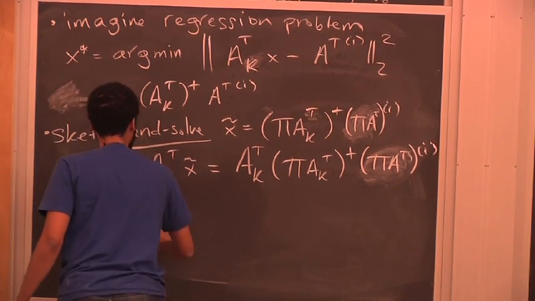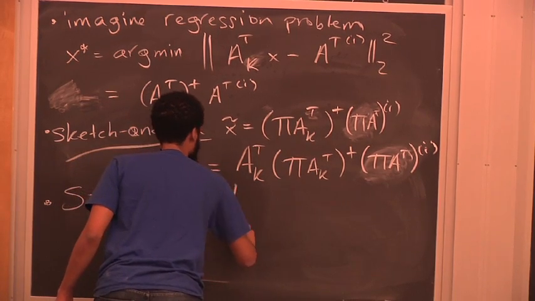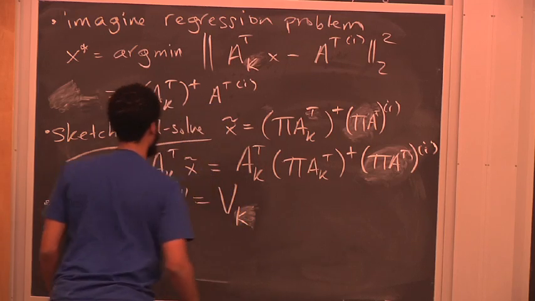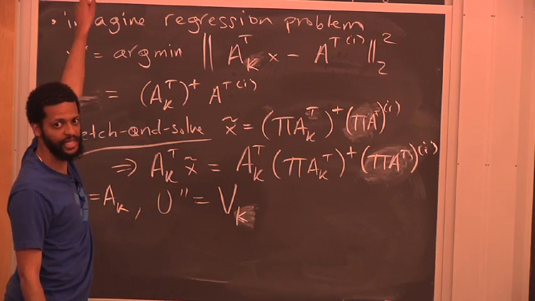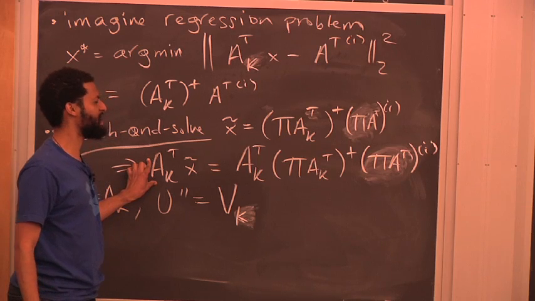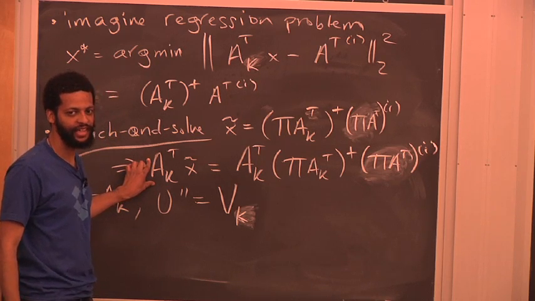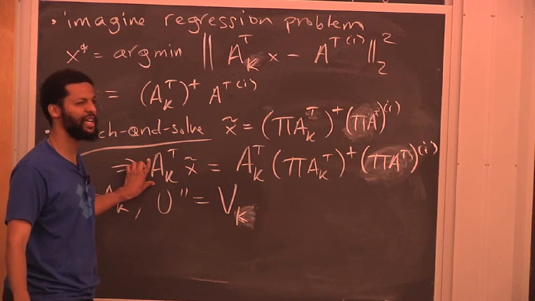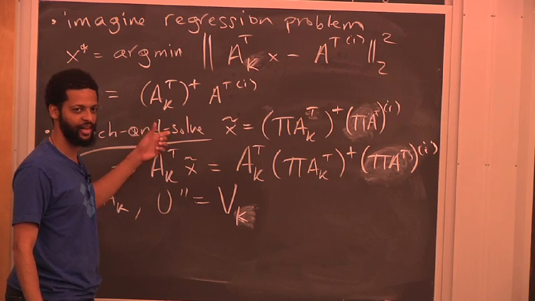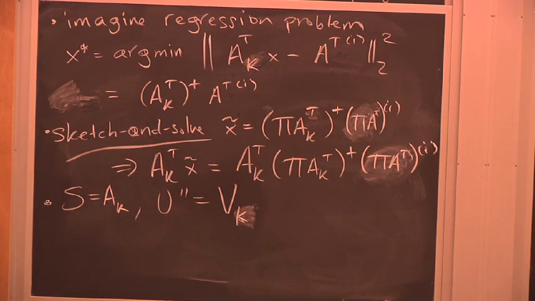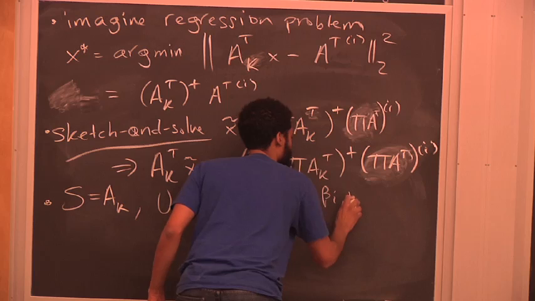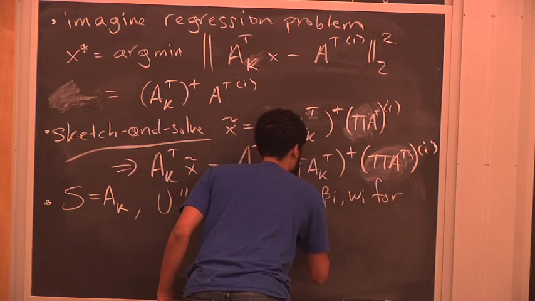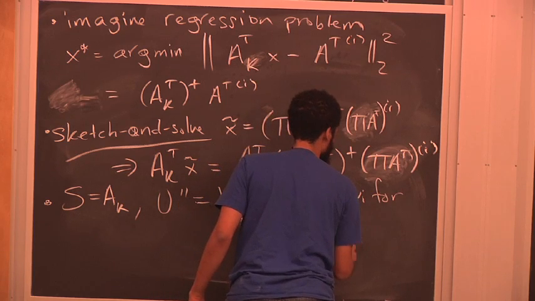My matrix U double prime is equal to VK, right? Because the columns of U should form an orthonormal basis for the column space of S. The column space of AK transpose, right? The column space of AK is UK. The column space of AK transpose is VK, because I transpose it. So that's that. And we have a beta I and a WI for each I from 1 to n now.